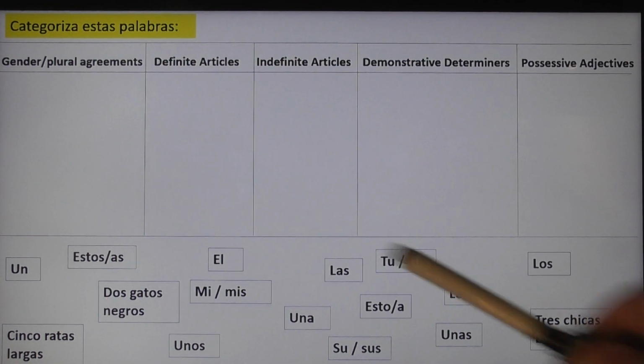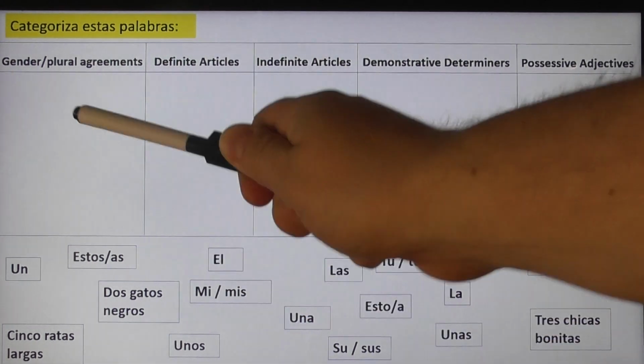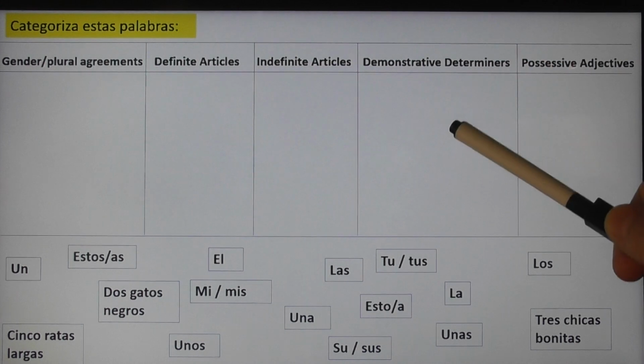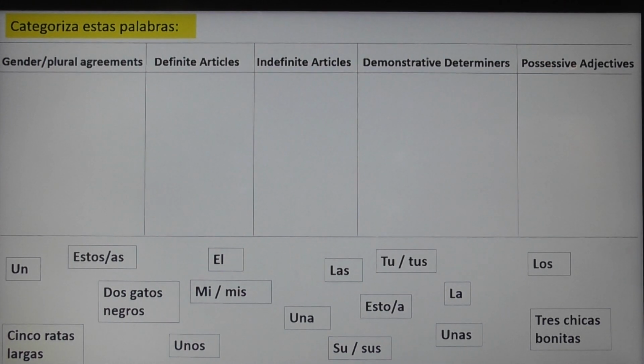So anything to do with gender and plural agreements is going to go here. Definite articles, indefinite articles, demonstrative determiners, possessive adjectives. I'm not going to tell you what they all mean. We've covered them in lessons. So if you need to go back and have a look, no problem. If you need to have a look on the internet as a reminder, no problem. But if you could categorize these for me, please.